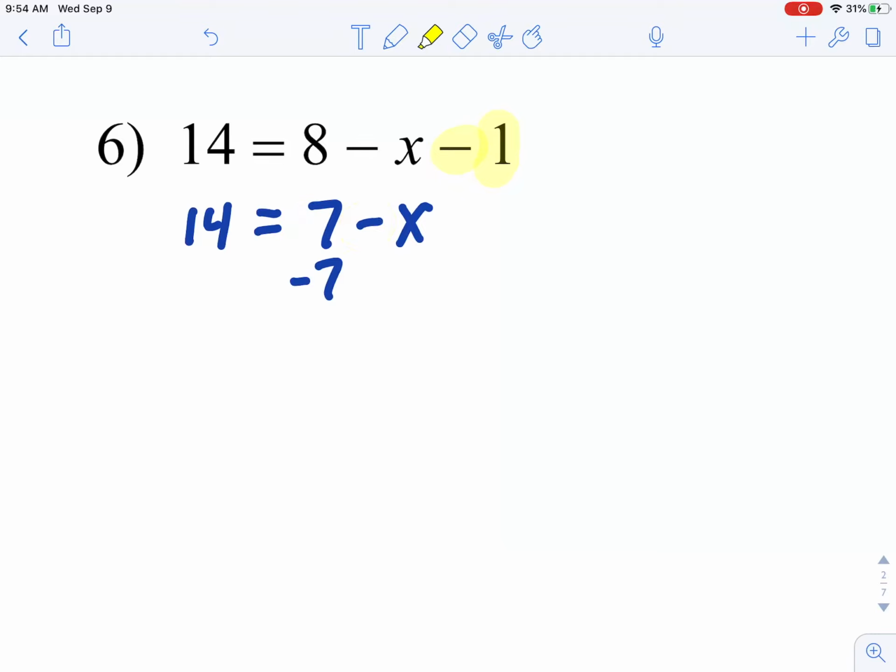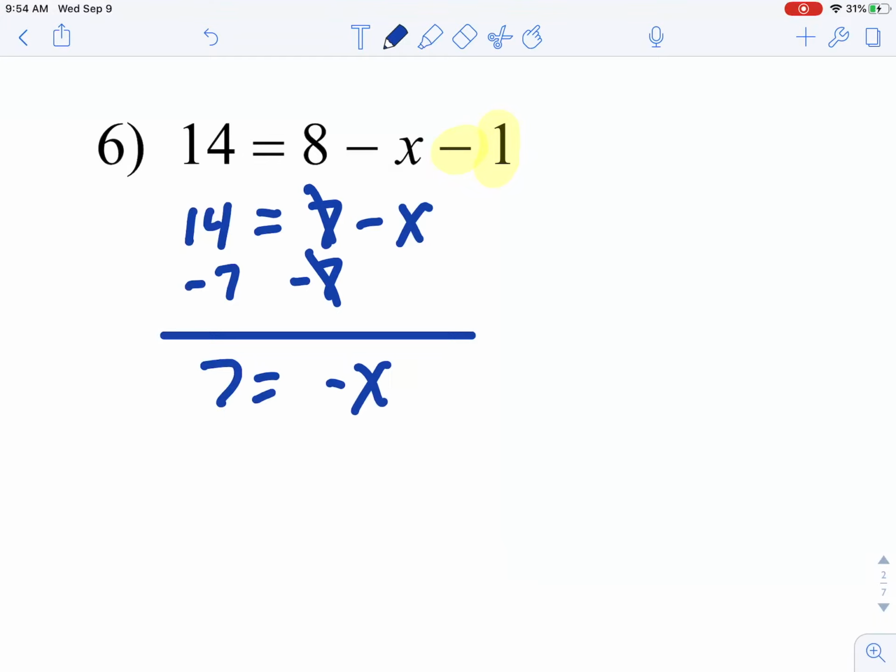So we have to, let's get ink. We have to subtract 7 on both sides. 14 minus 7 is 7. Bring down the equal sign. 7 minus 7 is 0, negative x.